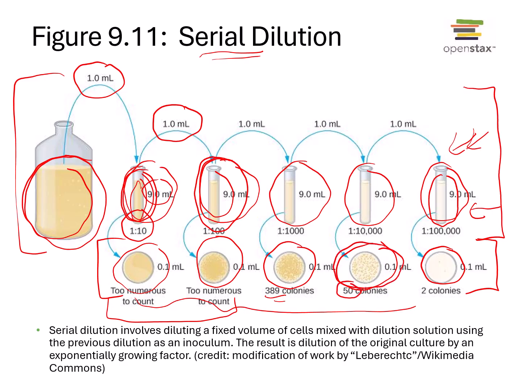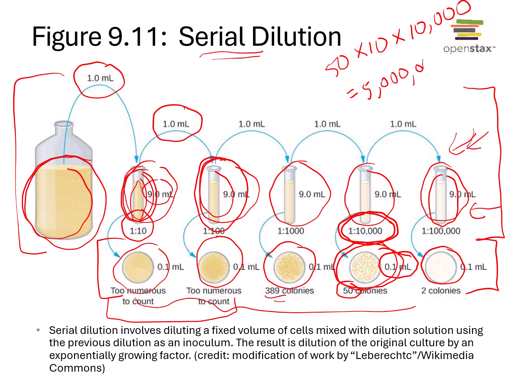It has 50 colonies. And then since I only put 0.1 mil of my sample on it, I would multiply by 10. And then my total dilution factor for that tube was 10,000, so I can multiply that by 10,000 to find my original concentration. That would be 5 million colony forming units per mil, and that's the concentration of my original sample.